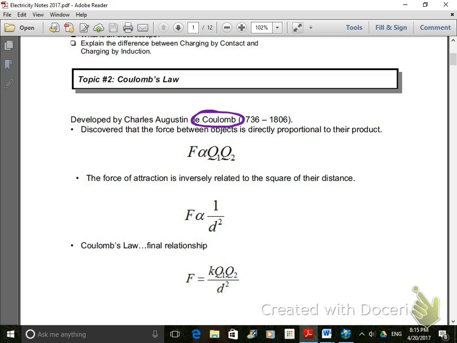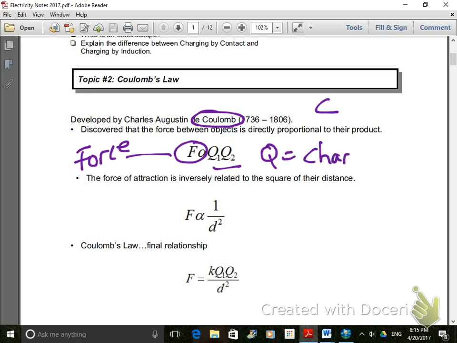and that's the charge, right? We're going to be using capital C, and capital C is after his last name because he's the one that looked at the quantity of that charge. So the first relationship he looked at is looking at F, which is force, and then he's looking at Q1 and Q2, and now Q is equal to charge. And that's the quantity of charge.